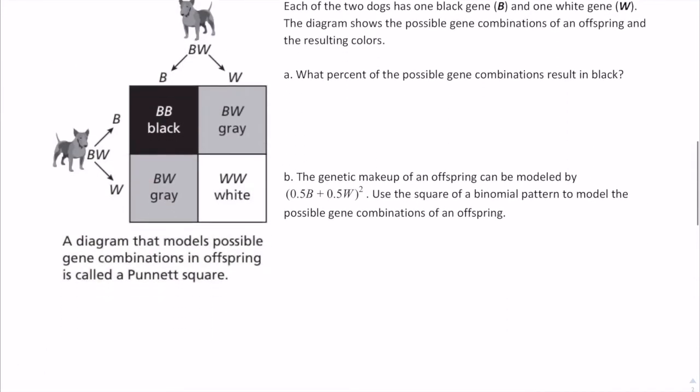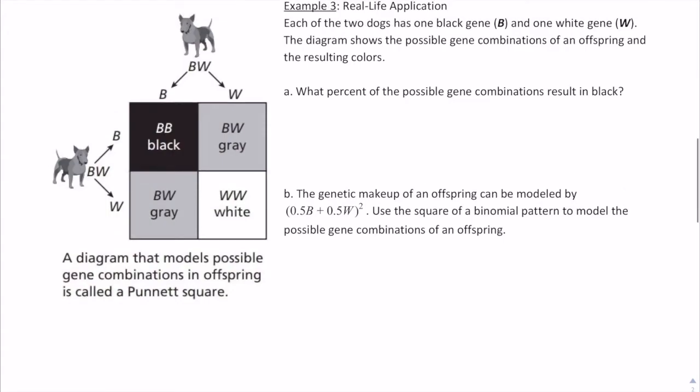Alright, last example, we are going to do: each of the 2 dogs has one black gene, capital B, one white gene, capital W. The diagram shows a possible gene combination of an offspring and the resulting colors. What percent of the possible gene combinations result in black? Well, how many total possibilities are there? There's 1, 2, 3, 4 possibilities.